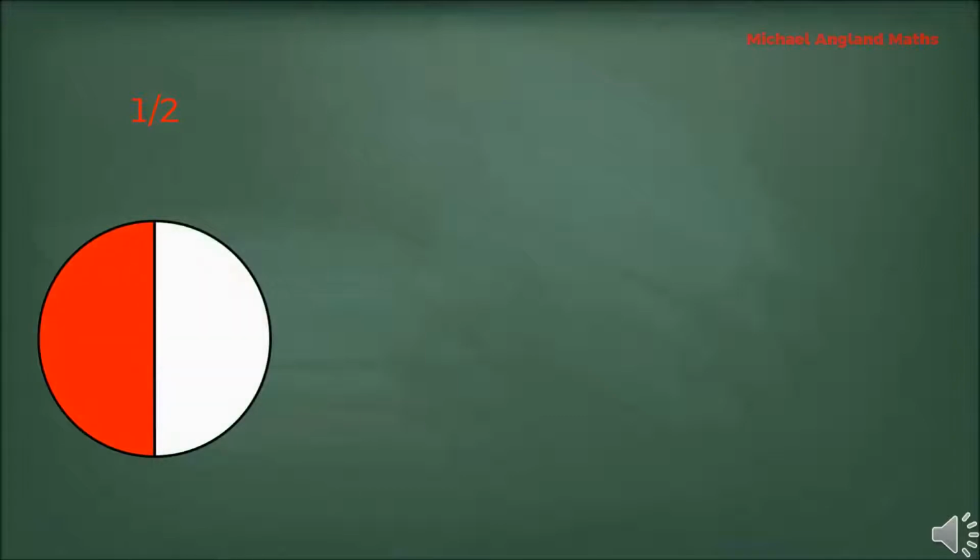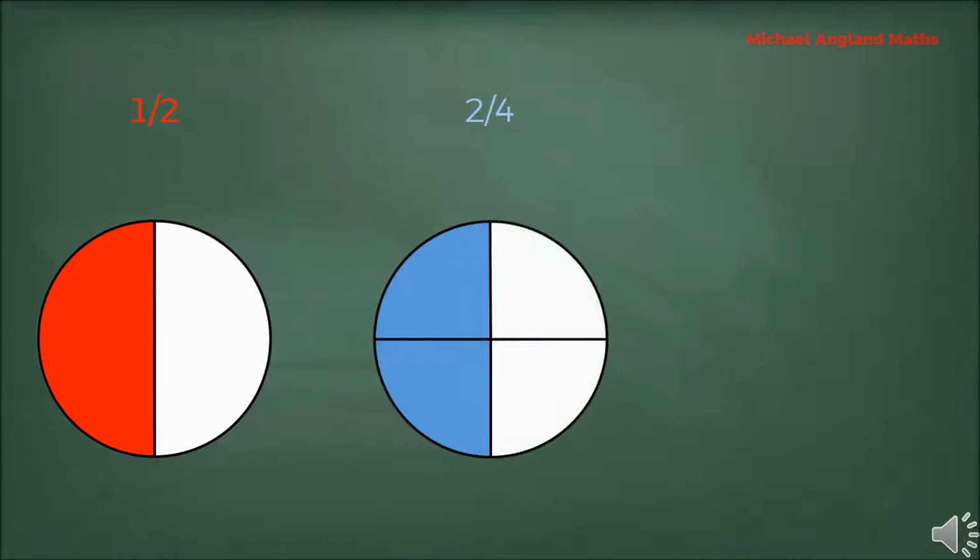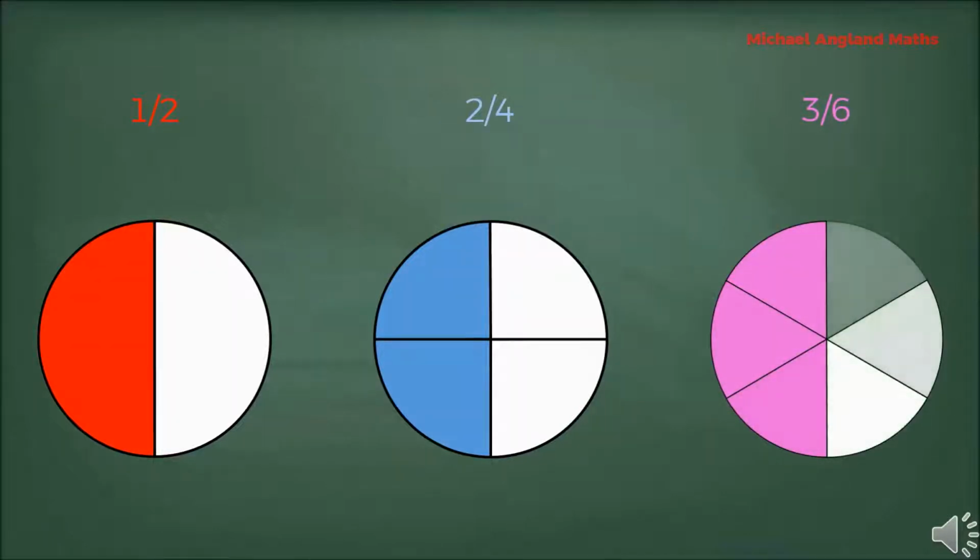So let's have a look at what these fractions mean. 1/2 means 1 part present out of a total of 2 parts. 2/4 means 2 parts present out of a possible total of 4 parts. And 3/6 means 3 parts present out of a possible total of 6 parts.